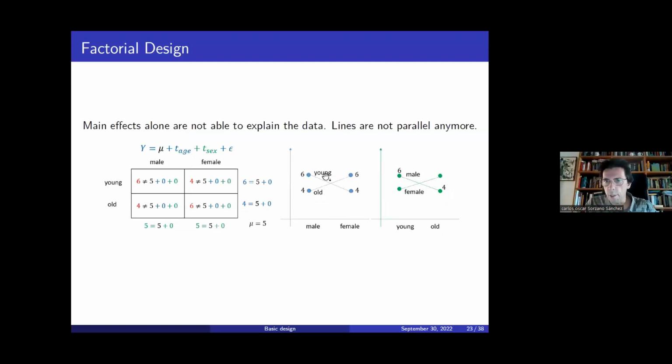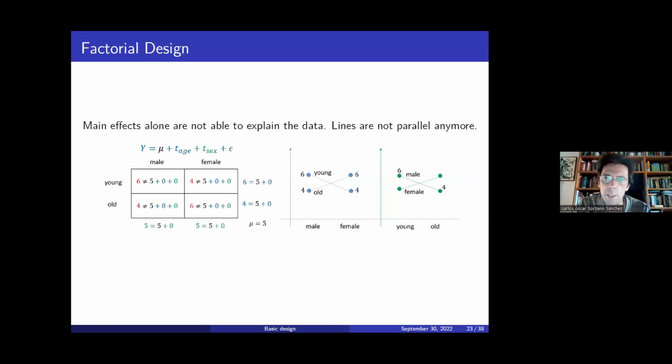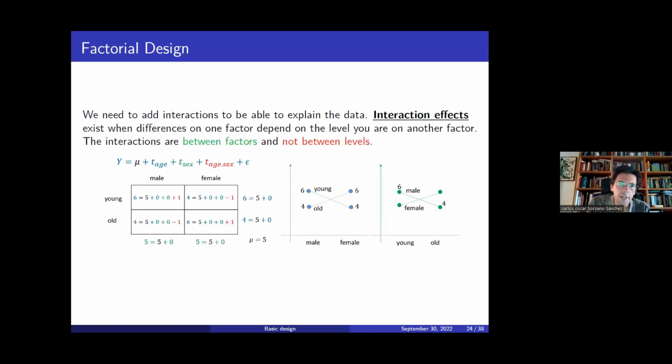So before, in our previous examples, the lines were parallel or coincident. But now they cross each other. This crossing is calling for an extension of the model. It might be that the age and sex interact with each other. So there are differences that depend on whether you are young: then males and females behave differently if you are young or if you are old.